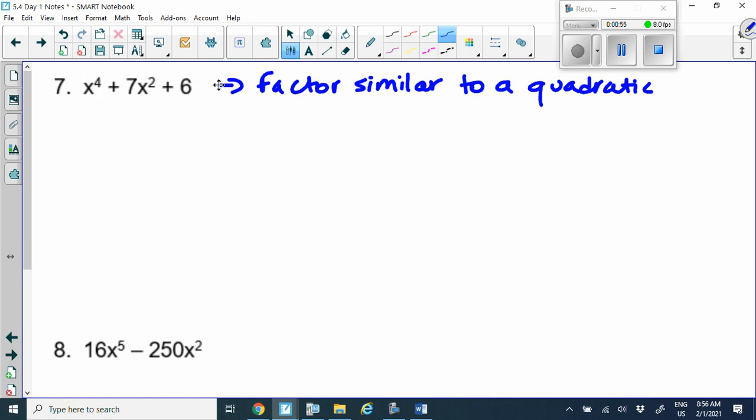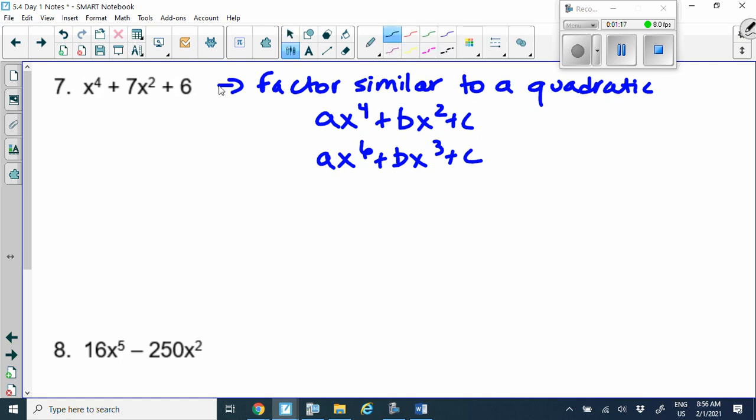So we usually do this when we have something like ax to the 4th plus bx squared plus c, or if we have something like ax to the 6th plus bx to the 3rd plus c. If you ever have something like these two, always make sure you factor similarly to a quadratic. So I'm going to have my two sets of parentheses, and instead of doing x and x, we're going to have x squared. Okay?